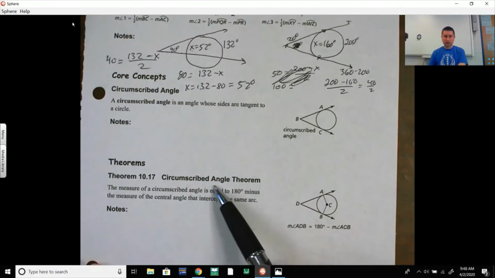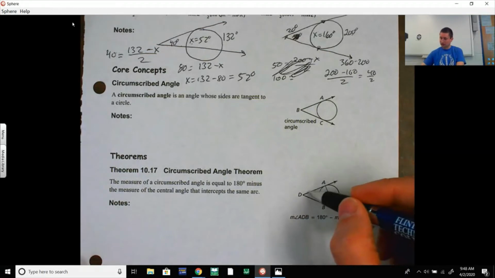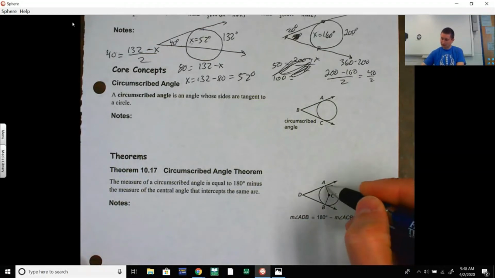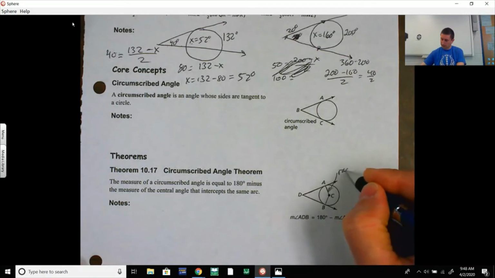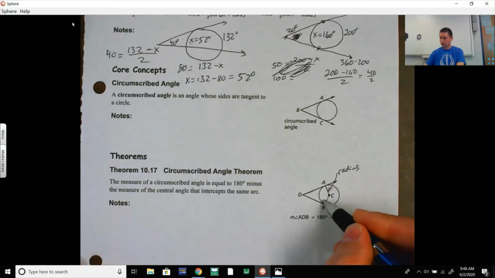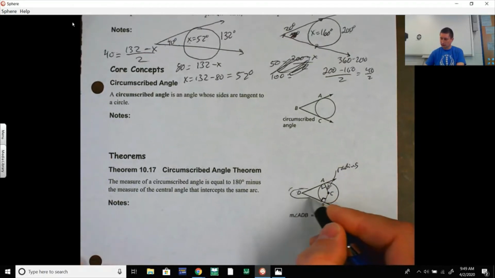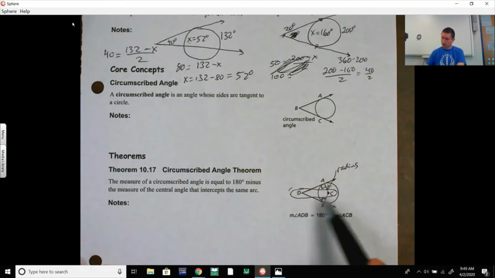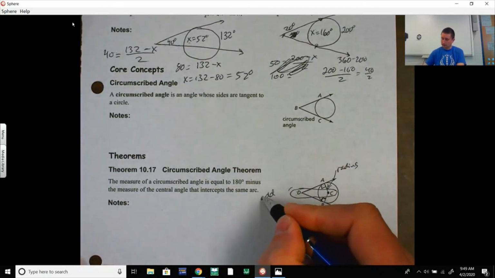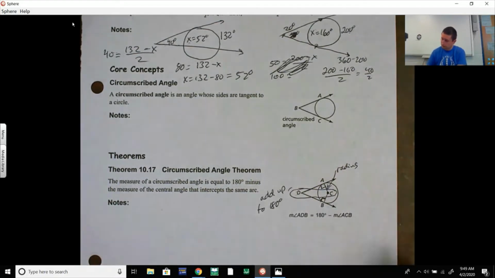So if you have a circumscribed angle theorem, here you have a circumscribed angle, and they've drawn the radius. That's the radius. Remember that the radius and a tangent line are perpendicular, and a quadrilateral has to have 360. So if this is 90 degrees and this is 90 degrees, that only leaves 180 degrees for these 2 right here. So those 2 angles have to add up to 180 degrees.